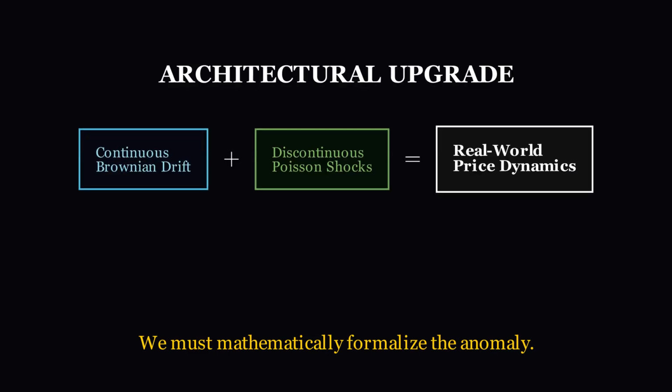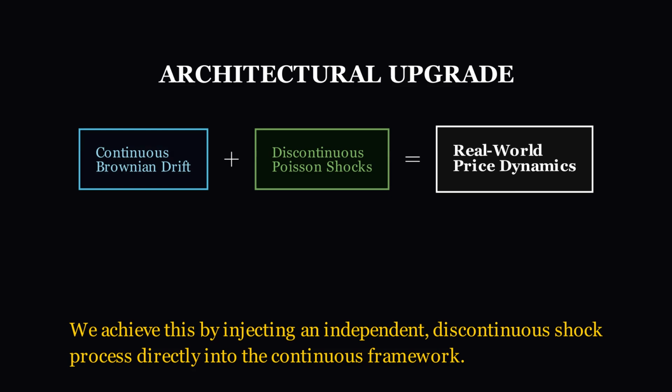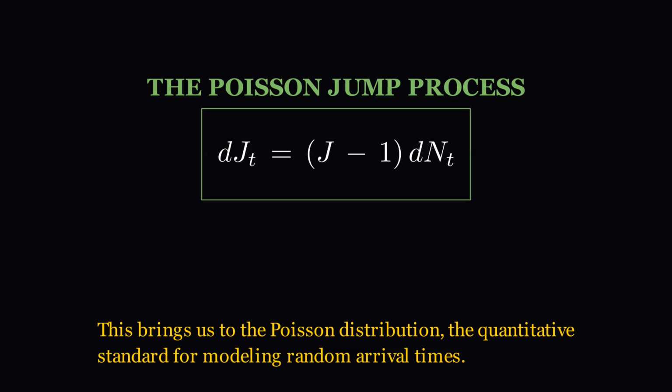We must mathematically formalize the anomaly. If the limit order book can gap, our pricing model must structurally allow for price teleportation. We achieve this by injecting an independent, discontinuous shock process directly into the continuous framework. This brings us to the Poisson distribution, the quantitative standard for modeling random arrival times.